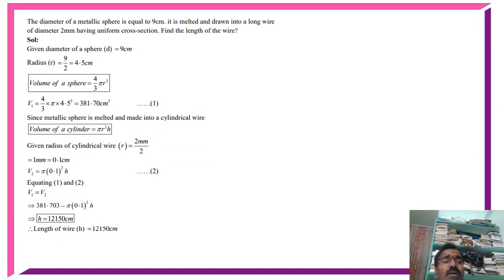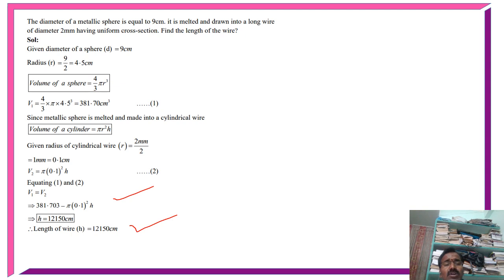The diameter of a metallic sphere is equal to 9 centimeters. The metal is drawn into a long wire of 2 millimeter uniform cross section. Convert everything into centimeters. So the volume of the sphere, recast into cylindrical form, equate both and simplify. We get 12,150 centimeters.